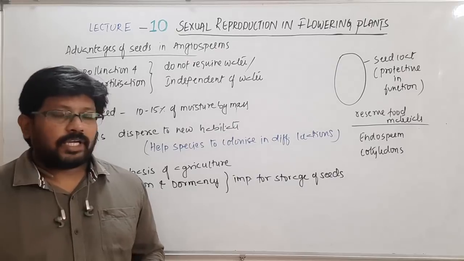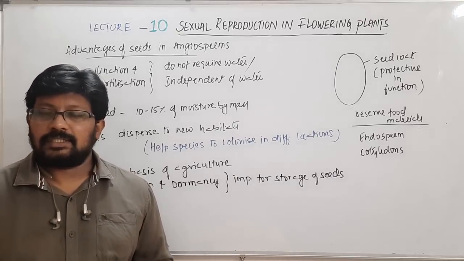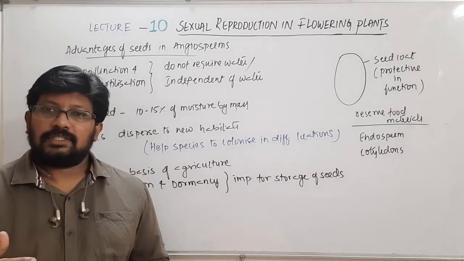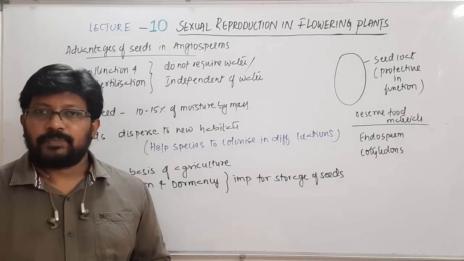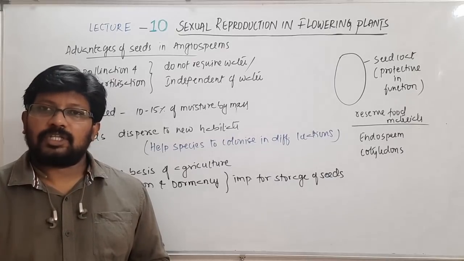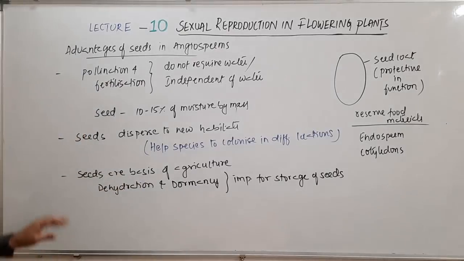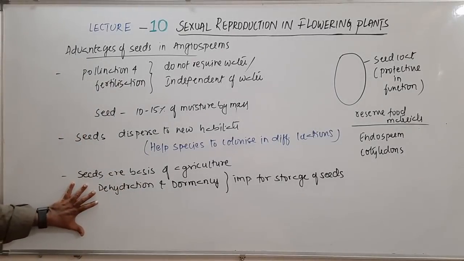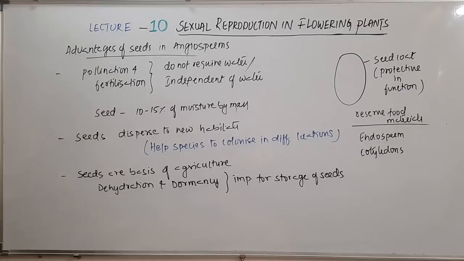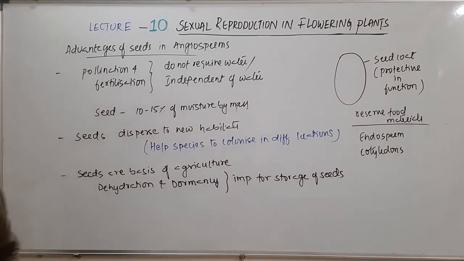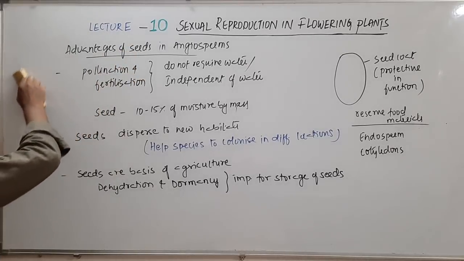Of course, we can use artificial methods in the case of seeds that have less dormancy, and store them for a very long period of time, right. So this dehydration and dormancy are important for storage of seeds. Now that's about these advantages of seeds in angiosperms.